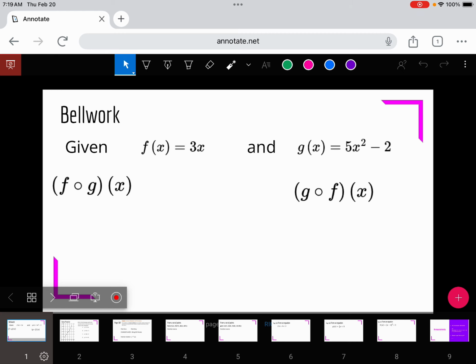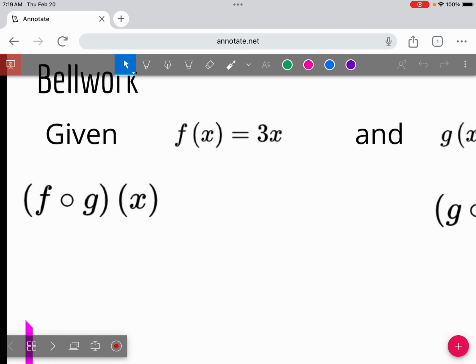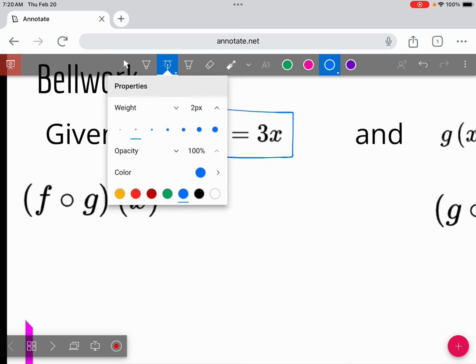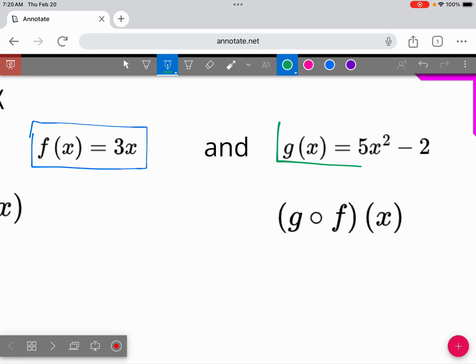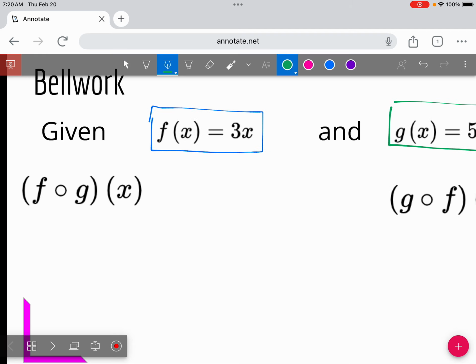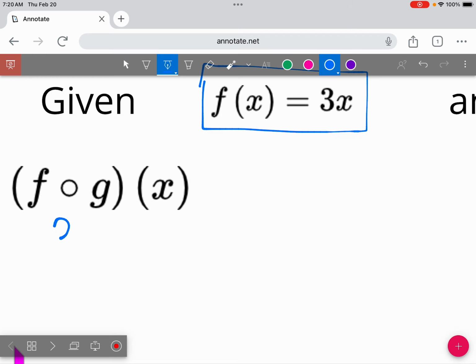So when we have problems that look like this, what this is telling us to do is to take our f of x, and our g of x, I'm going to do g of x in green. And we're trying to do our f of g of x. So we're going to take g of x and put it inside f of x.